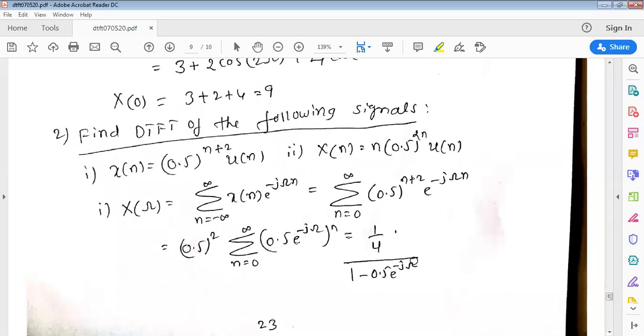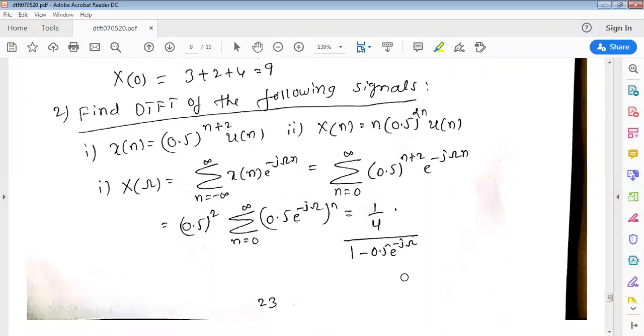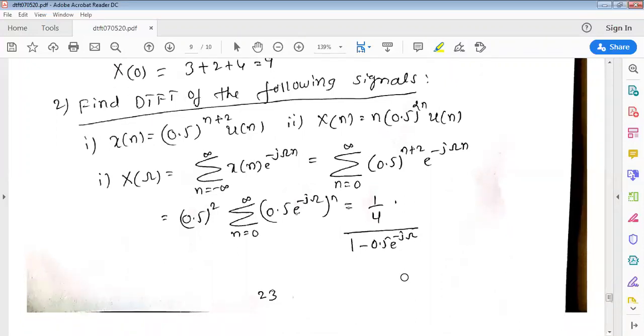Otherwise, what you can remember is summation n equal to 0 to infinity of a power n. What is that? 1 by 1 minus a, 1 in the numerator, denominator 1 minus a. Okay, did you follow this one? Or instead of 0.5 you can write 1 by 2 also. Choice is yours. Did you follow this one? Or any doubt you have? Any doubt here? No, sir.